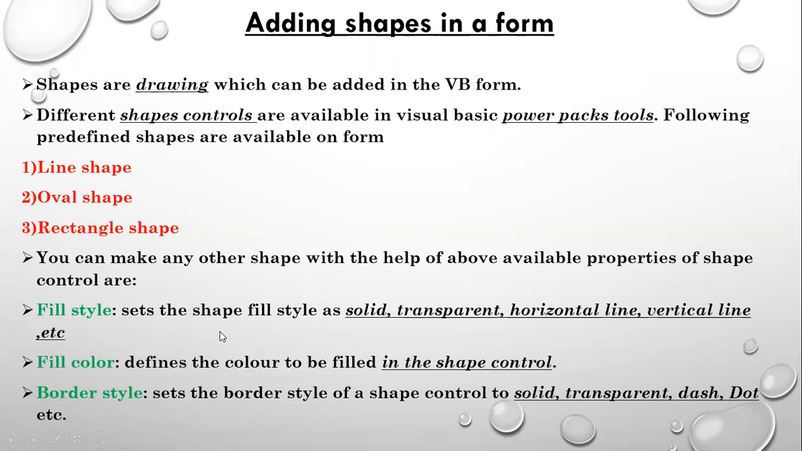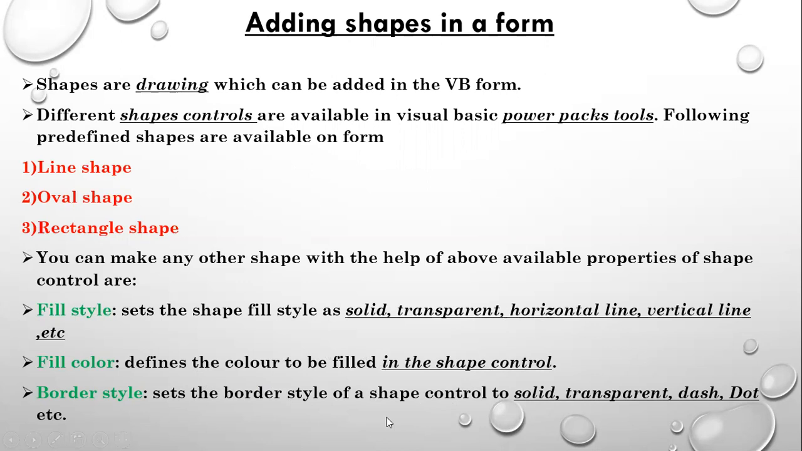Now, what I can do with these shapes is I can set the fill style. So what is filling basically? This sets the shape's fill style. It can be either solid, it can be transparent, we can make it a horizontal line or a vertical line. I can also fill colors by using the fill color property. This property defines the color to be filled in the shape control. So if I want to fill color inside a shape, I will be using the fill color option or property.